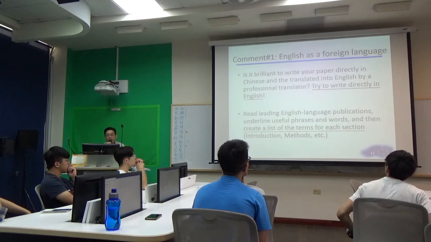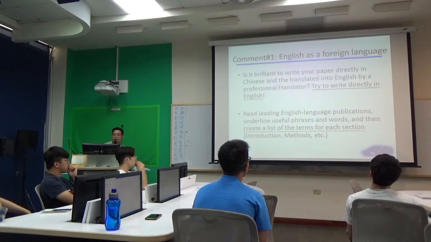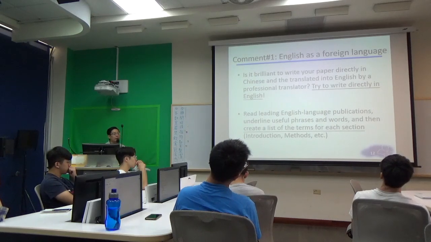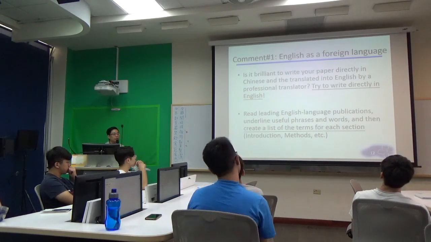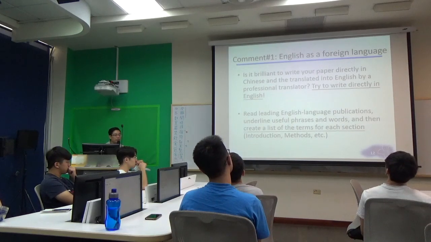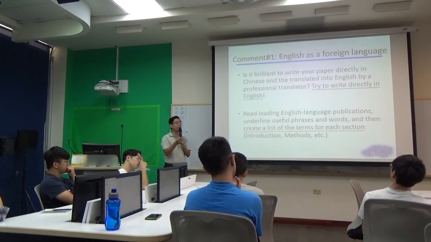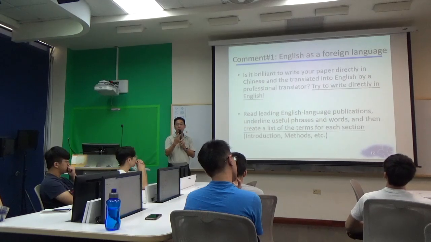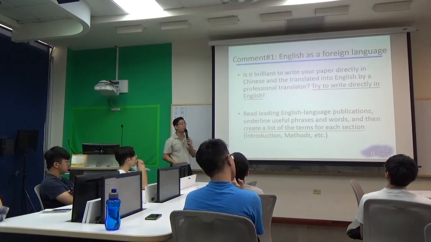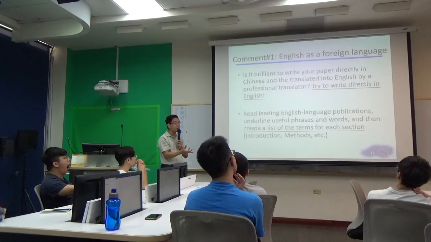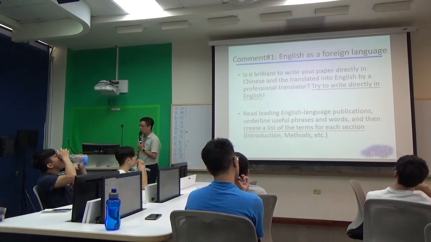Is it a good idea to write your paper directly in Chinese and have it translated into English by a professional translator? I think that's one of the easiest, fastest ways, right? You write down your idea in Chinese and find someone to translate it. It's easy to get one paper, but this is not the best way. It's the fastest way because many people work on one piece of work, but it is not the best way. You should try to write directly in English. If you have time and want a better paper, try to write it by yourself.